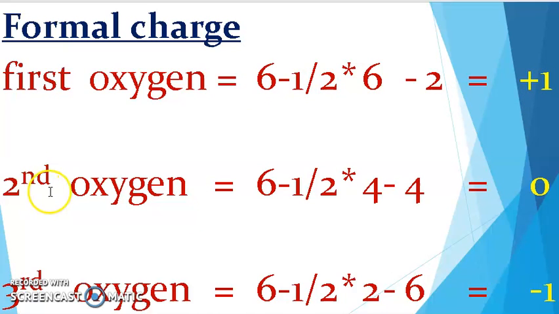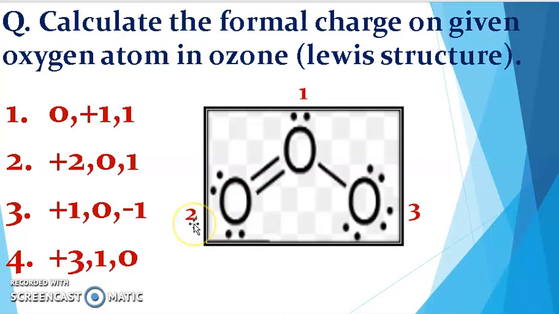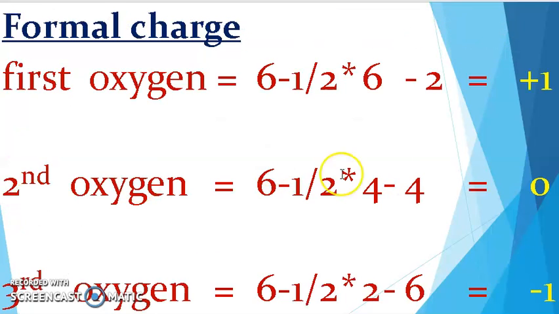What about the second oxygen atom marked here? Here they are having 4 lone pairs: 1, 2, 3, 4. So totally 8 electrons, and from that 4 electrons are in the lone pairs. So how many electrons are used for the bonding? 4 electrons are used for the bonding, 4 electrons are for the lone pairs, and 6 electrons are the valence electrons. So you will calculate and you will get an answer of 0 here.